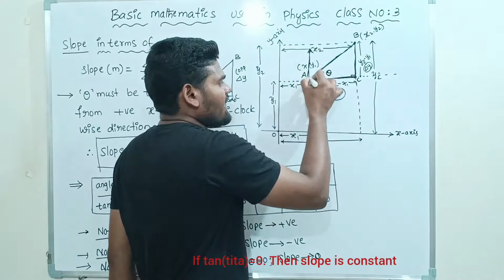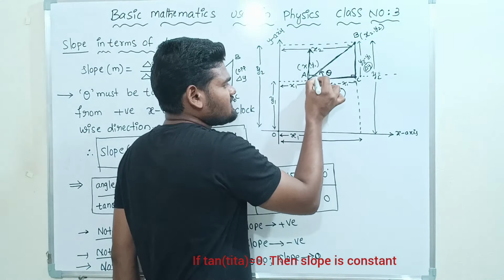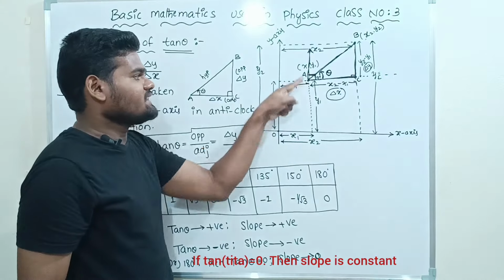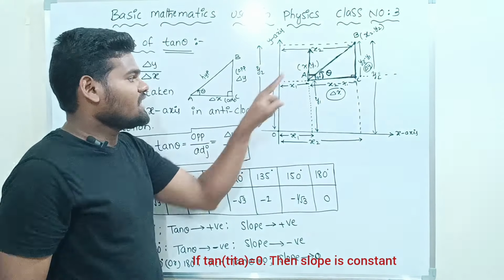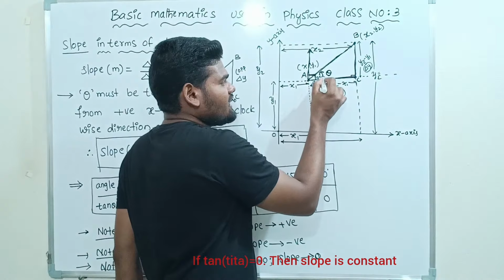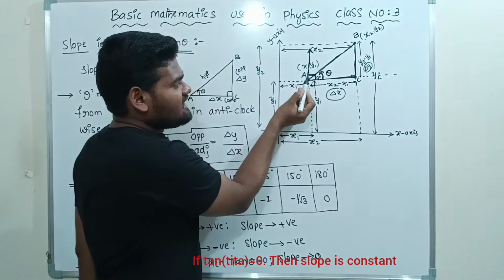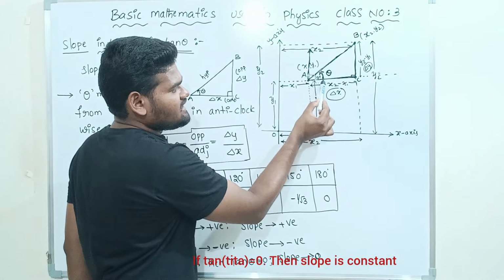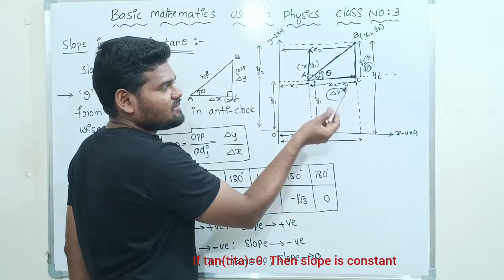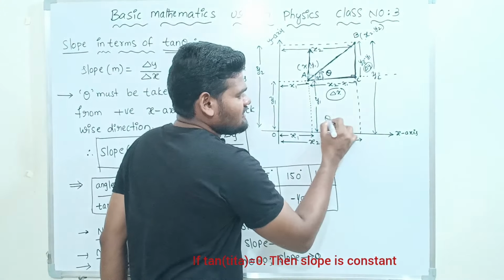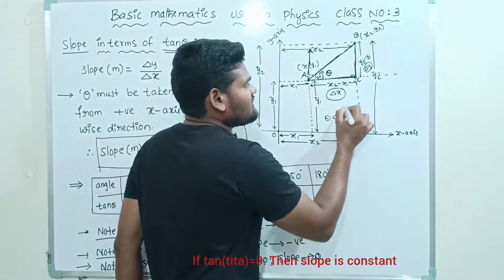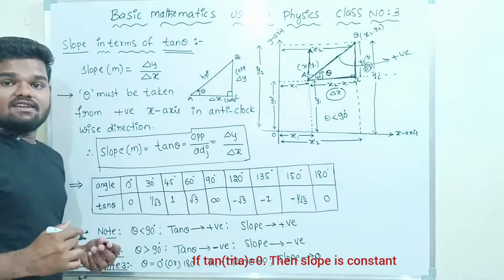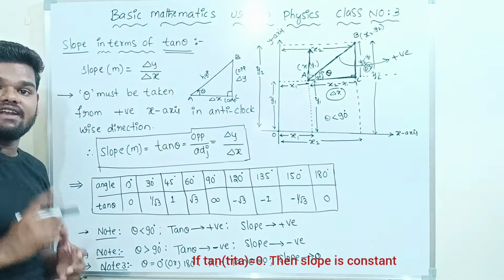Now, the angle between the y and x-axis is how much? 90 degrees. These two lines are perpendicular to each other. But the angle we have taken is less than 90 degrees. See, this complete angle is 90 degrees, but theta is from here to here only. That means theta is less than 90 degrees. Then this slope is positive. Is it clear? Any doubts?